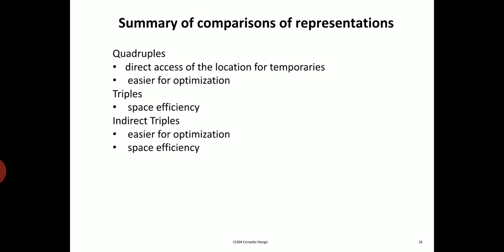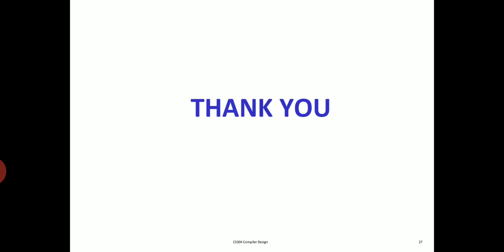So as a summary of comparison, quadruples can provide direct access to the location for temporaries because the temporaries have symbol table entries, and it is easier for optimization. While we reorder the statements, it will not create an issue. Triple, the only benefit is that it has got space efficiency. Indirect triple is easier for optimization because reordering will not create an issue. And the second point is the space efficiency of the indirect triple. So that is all about intermediate representation. Thank you.